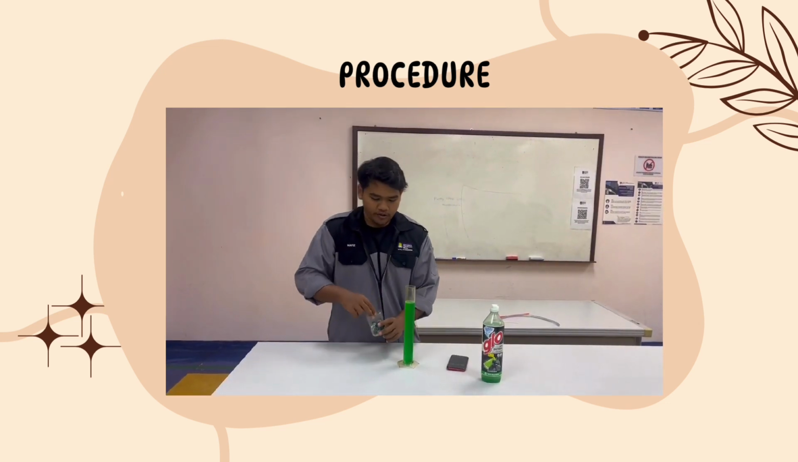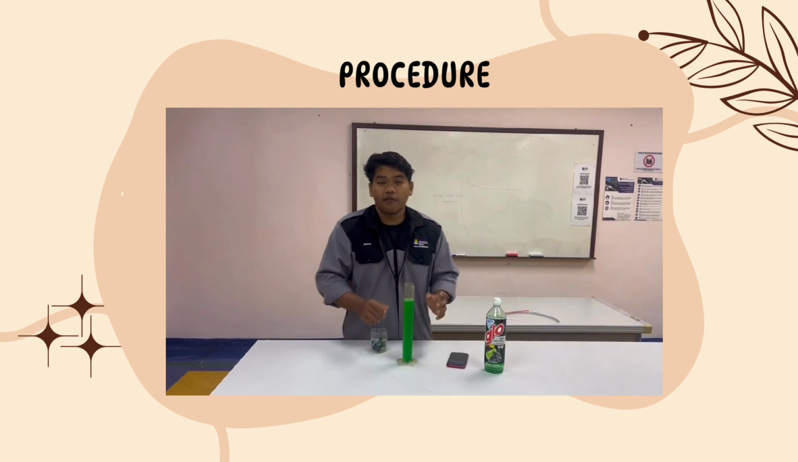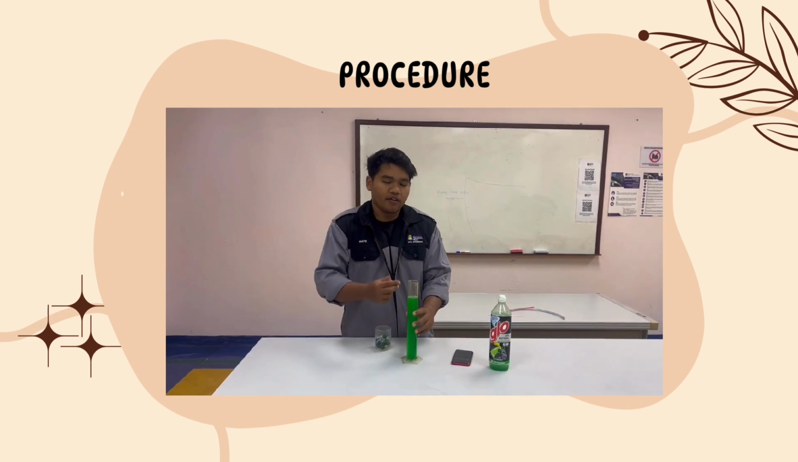Lastly, we need to pour 250 ml of dish soap into the measuring cylinder. And we need to repeat the same procedure, which is to take the time for the marble to reach the end of the measuring cylinder.